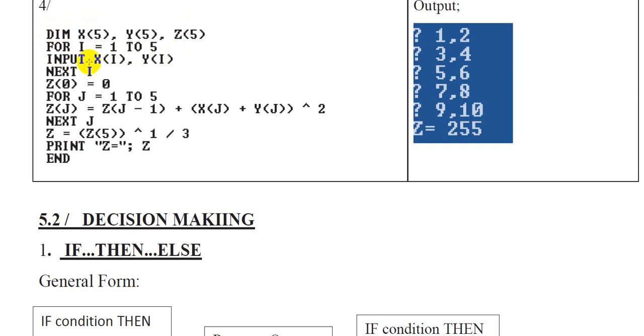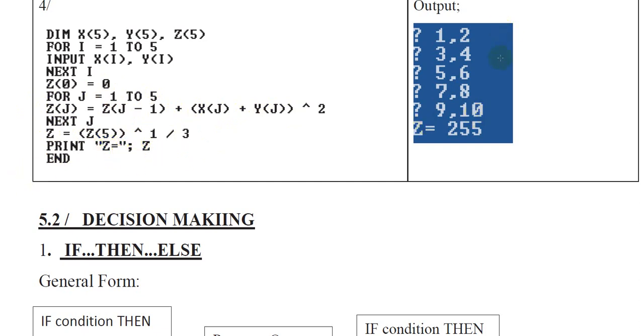For I equals 1 to 5, input x(I), y(I), and z(I), z indicated, as you can see right before you. For j equals 1 to 5, z(j) equals z(j-1) plus x(j), the bracketed x(j) function, plus y(j) up to 2. Z, next j. Z equals the z(5) up to 1 to 3. Print z, or print the statement z equals, dash z, or dot z.